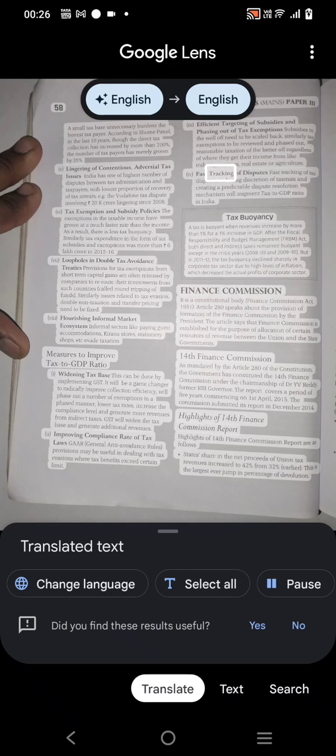IV. Fast tracking of disputes. Fast tracking of tax disputes. Reducing the discretion of the taxman and creating a predictable dispute resolution mechanism will augment the tax to GDP ratio in India.